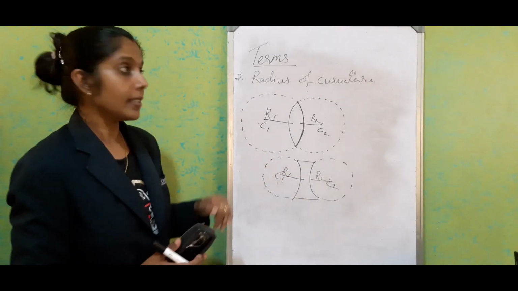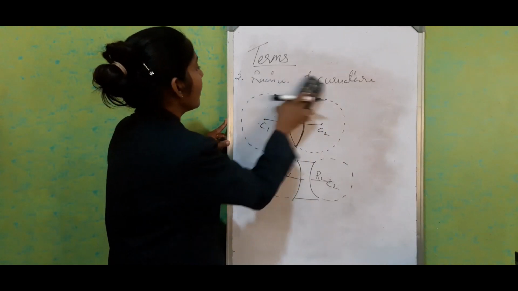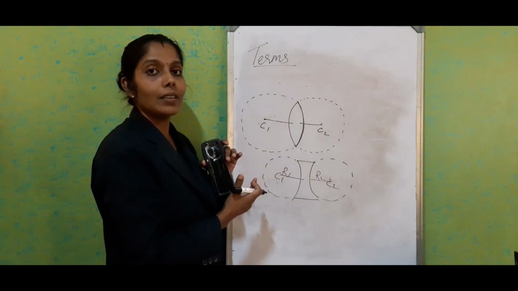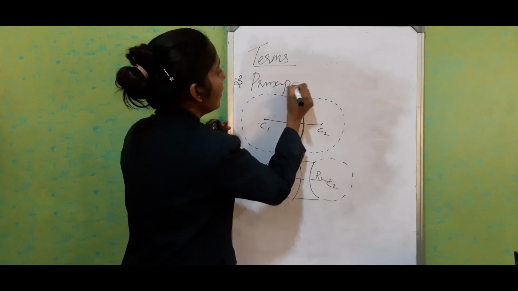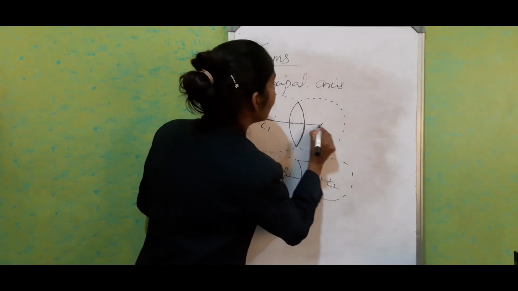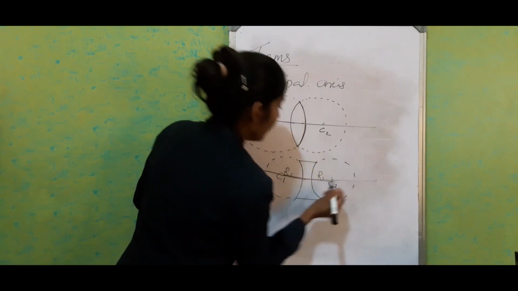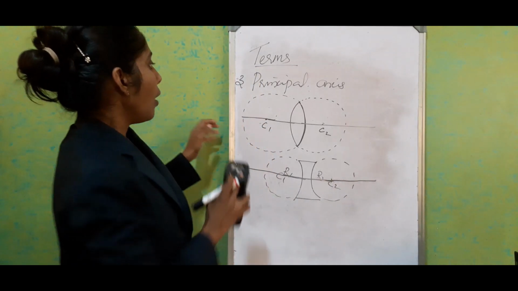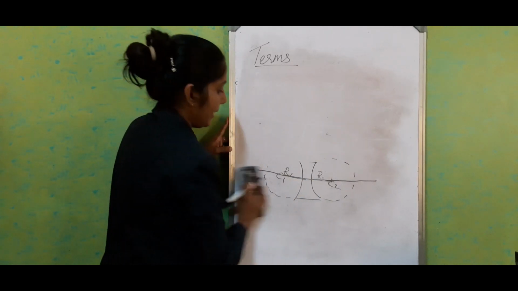Our third term is principal axis. Principal axis means the line which is joining both centers of curvature of the sphere is called principal axis. Third one is principal axis. The line which is passing through both centers is called principal axis. Now we have another term, optic center or optical center.